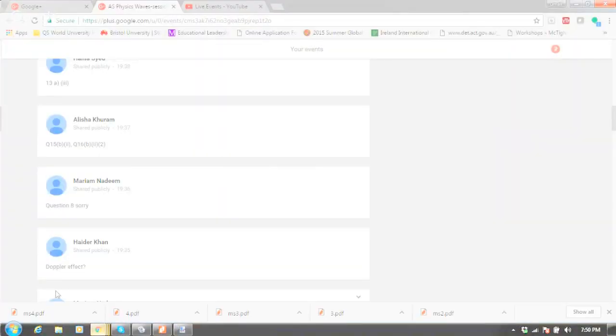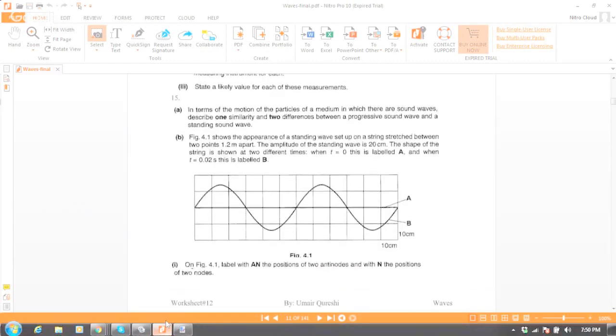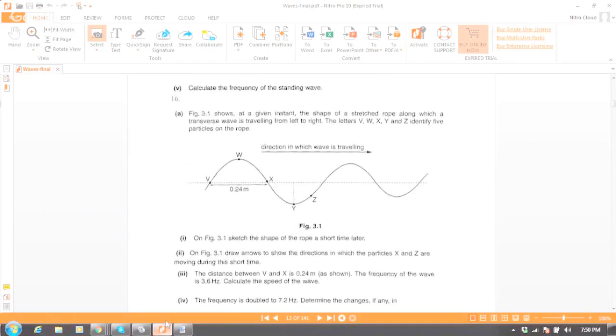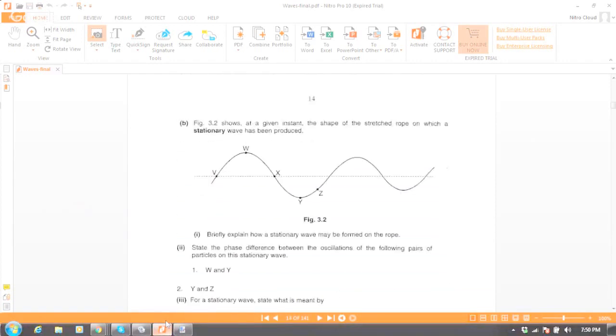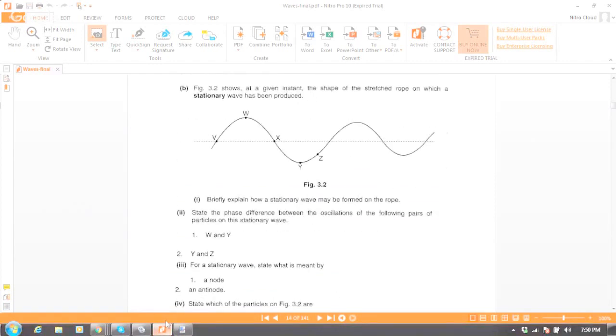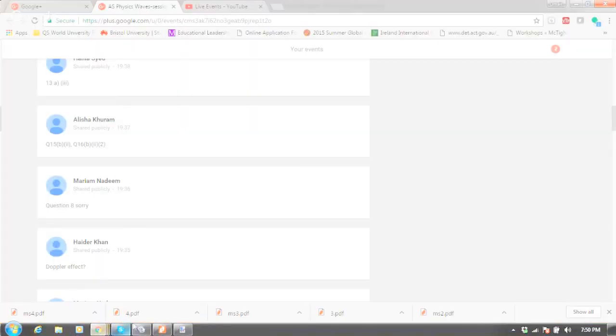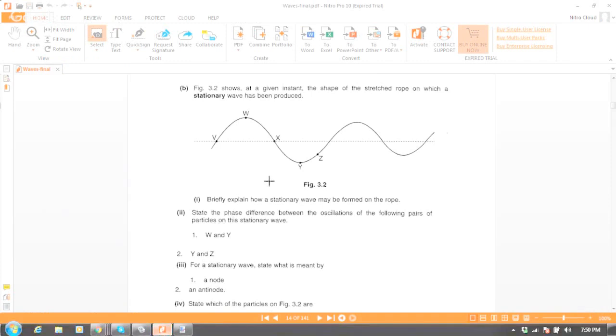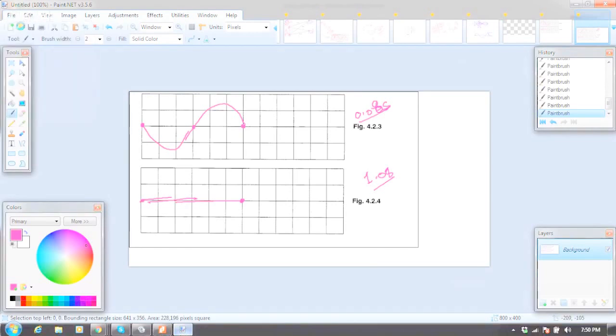So you had asked question number 15 part B. I guess that was question number 15 part B. Let's go to question number 16. Yeah, this was 15. Question number 16 part B. The figure shows at a given instant the shape of the stretched rope on which a stationary wave has been produced. Now a stationary wave is forming, and you have asked part B 2 of this question, the phase difference. Remember one thing: there is a rule for stationary waves.